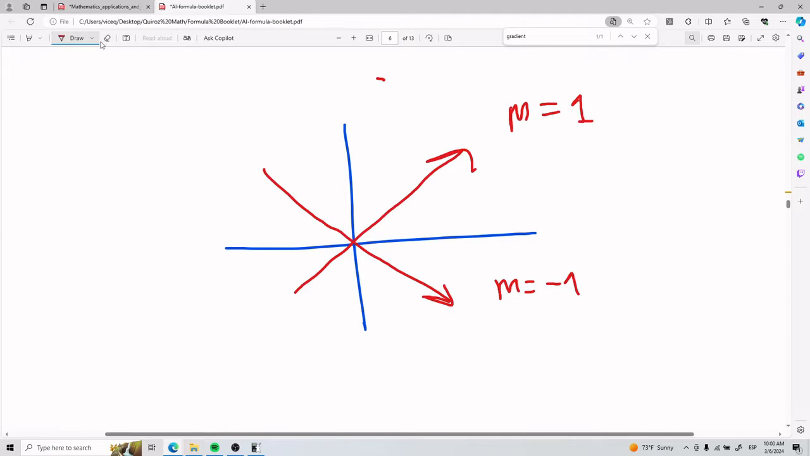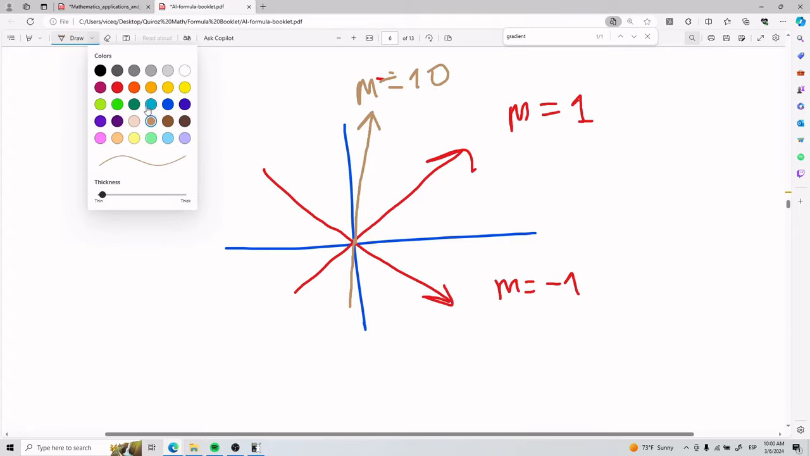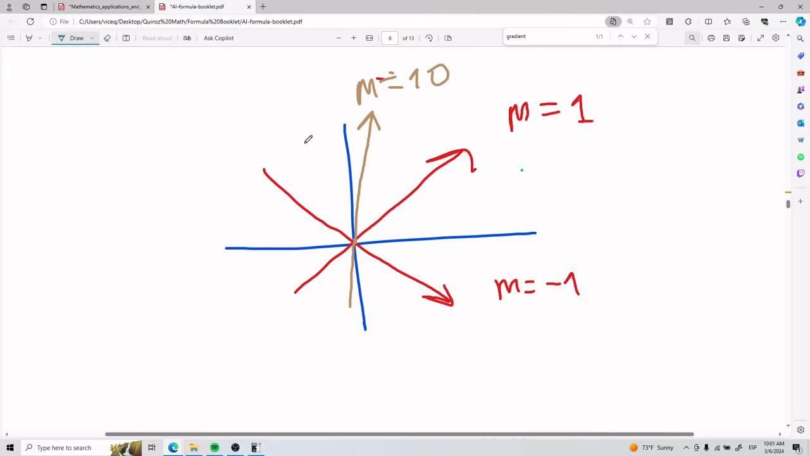And something that grows faster will have a greater slope, right? So like m equals, I don't know, 10, and something that grows slower, but in the negative side, would be a slope of, I don't know, negative 20, okay? So that is slope, that is straight lines.